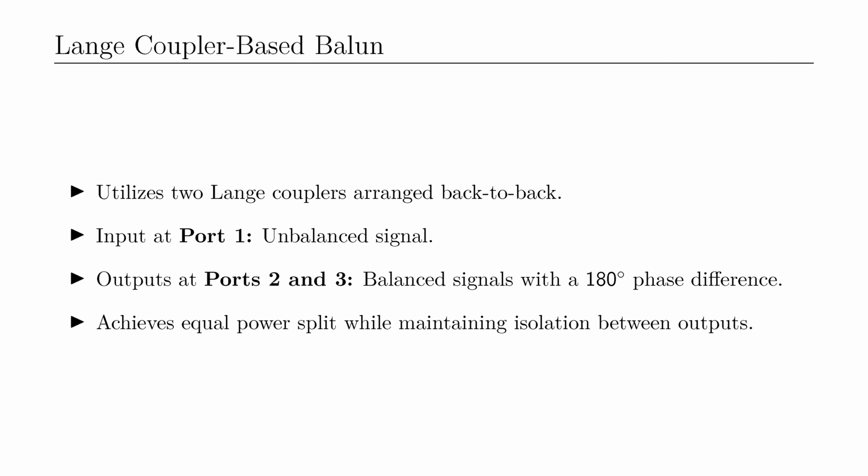A Lange coupler-based balun uses two Lange couplers arranged back-to-back. The input at port 1 receives an unbalanced signal. Outputs at ports 2 and 3 provide balanced signals, with a phase difference of 180 degrees. This configuration achieves an equal power split while maintaining isolation between the outputs.